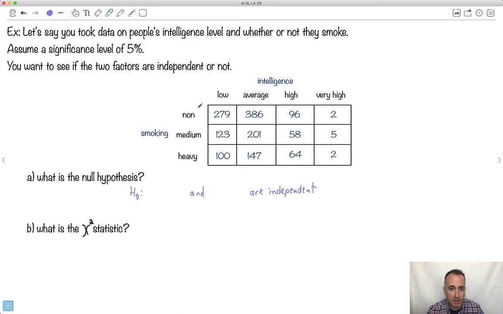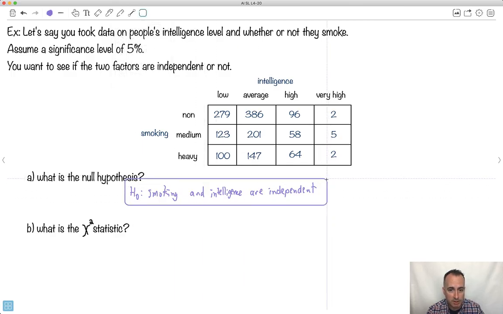So let's see. My overall category, we could say smoking. In this case, we can say that smoking and intelligence. We're going to say this. Smoking and intelligence are independent. And then we're going to see if that statement's correct or not. So what does this imply? Right now, this implies that smoking and intelligence have nothing to do with each other. That's what H0 says. And we're going to see if that's correct.